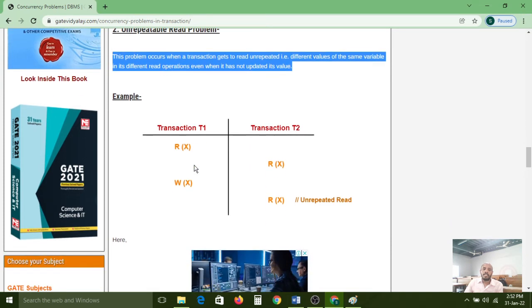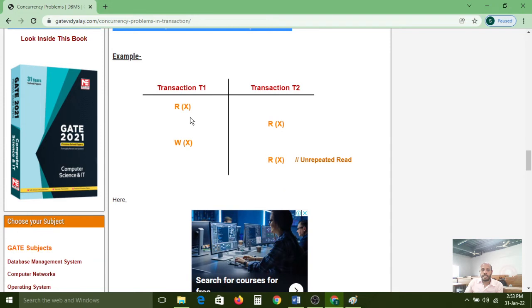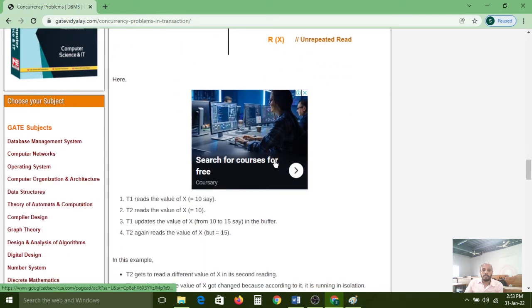Let us understand by looking at this diagram. The first transaction is T1, transaction 1, and T2 is the second transaction. T1 is reading X account data. Transaction 2 is also reading X account data. No problem, same data it is reading. And then write X account data. It is the unrepeatable read problem.